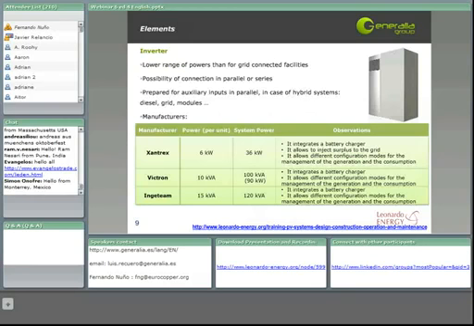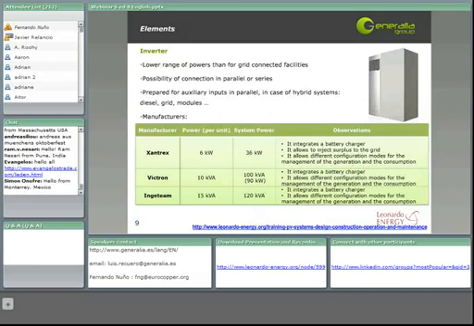Normally, we can find lower ranges of power than for grid-connected facilities if we are talking about inverters for stand-alone facilities. This is because they have to have the capacity, as we have said, to create their own grid. They cannot take an existing grid and just inject their power. They have to create their own stable grid for consumption.